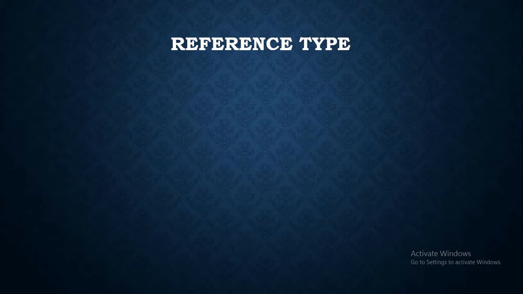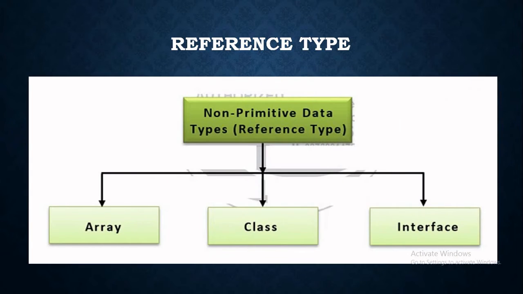Primitive we have discussed, and non-primitive we are talking about here. Why do we call this a reference type? Because it works according to address. Class, array, interface, we will discuss all of these. This is the reference type.